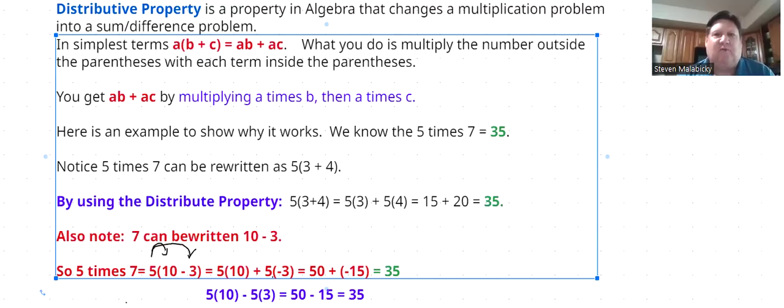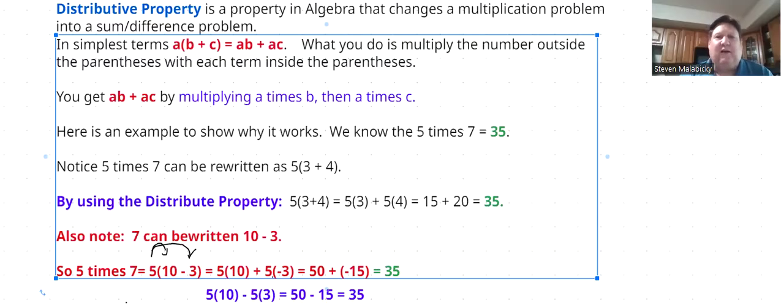And we learned in our first lesson, the basic operations of subtraction: when one number is positive and one number is negative and you're adding, you actually subtract the numbers and keep the sign of the bigger number. The bigger number is positive 50, so my answer will be positive, and 50 minus 15 is 35.